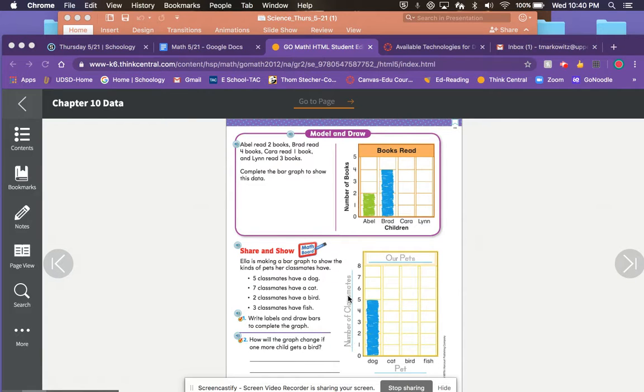And these are the number of classmates. If you notice here, this one's the number of books. It depends what you're using and who you've asked. Okay, and our title would be our pets. All right, so there's 3 main things you have to make sure you label, as well as filling in the graph. How will the graph change if one more child gets a bird? Okay, you'll tell me what's going to happen there. You have to fill this in, trace over the words, and then tell me what could happen.